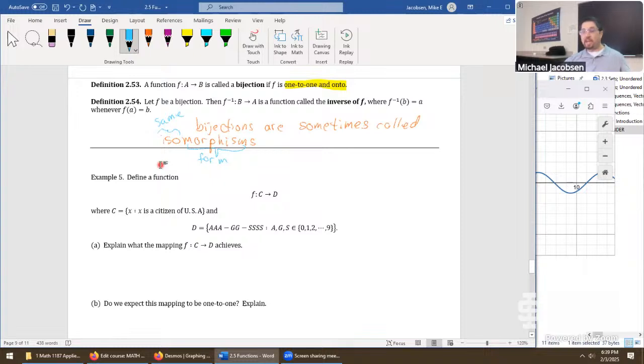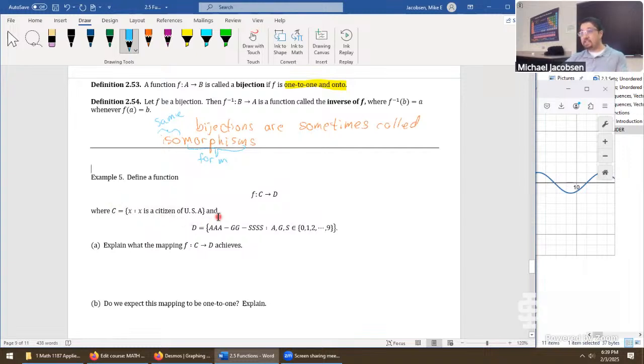So here's a function that we have defined in example 5. It maps C to D. These are just sets, and they can be anything. We're used to sets of real numbers, but that's not required, and it's not always practical depending on the problem you're working on, because our set C is defined this way. It's a collection of all elements x, or people x, where x is a citizen of USA. So that's how C is defined.